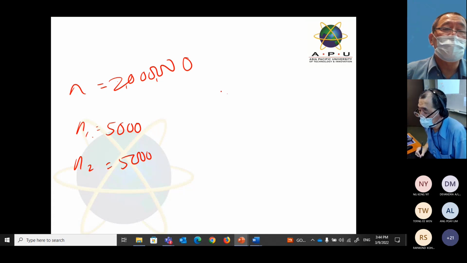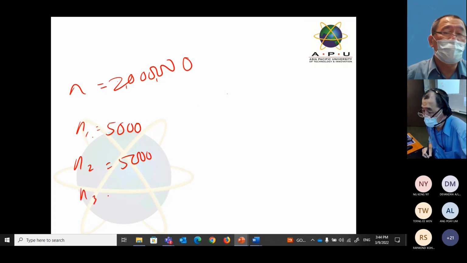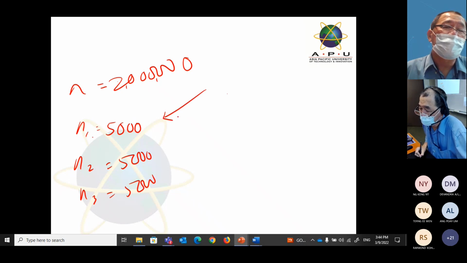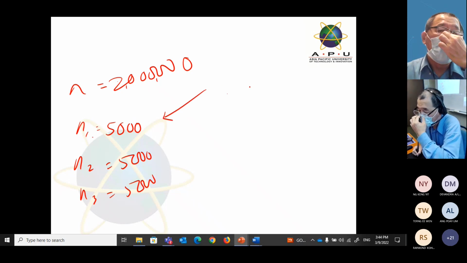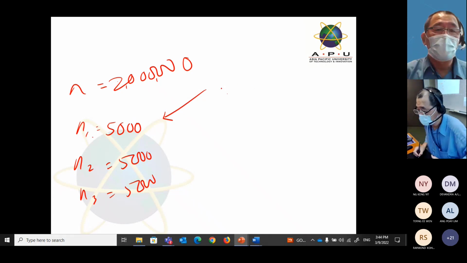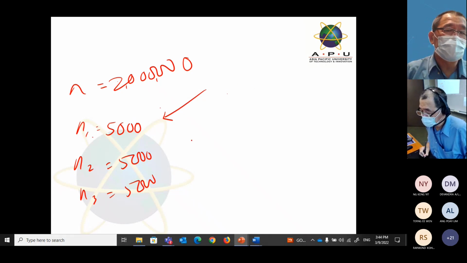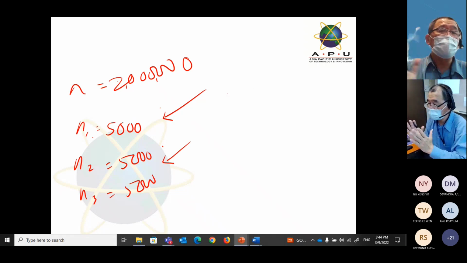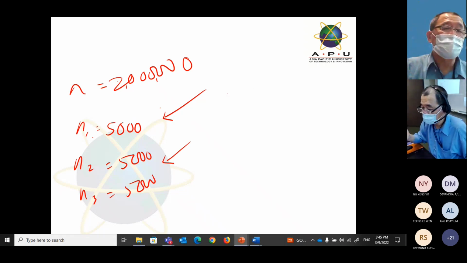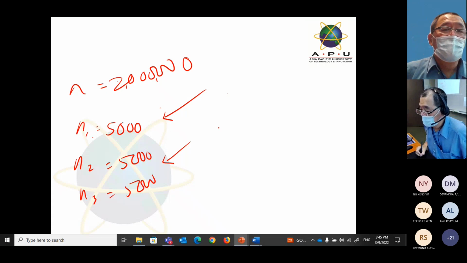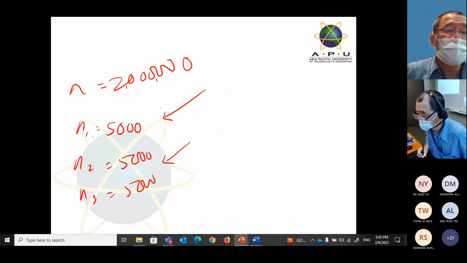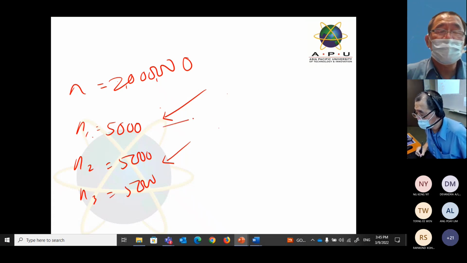Let's say the respondent is already in group 1, for example a Maybank customer already in this group, therefore not in this group anymore. Yeah, it's independent. Okay, mutually exclusive. So you use this 5,000, N1, to do testing.